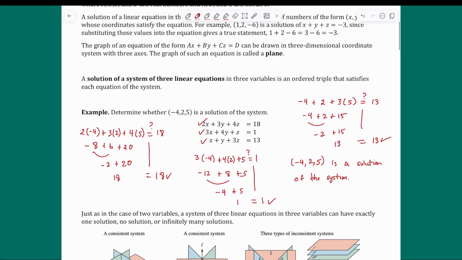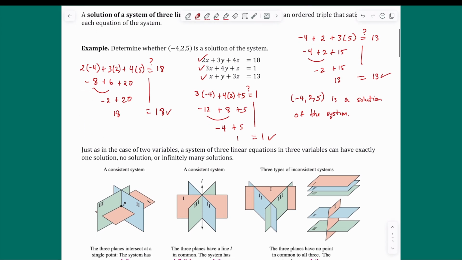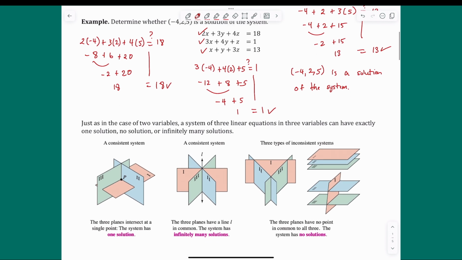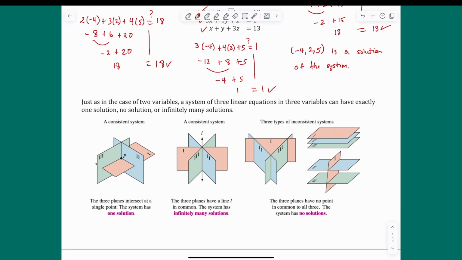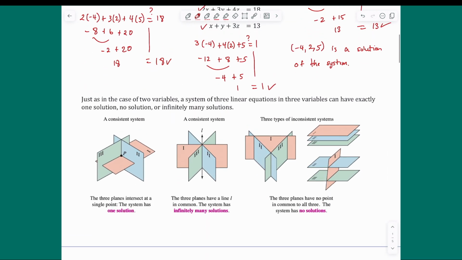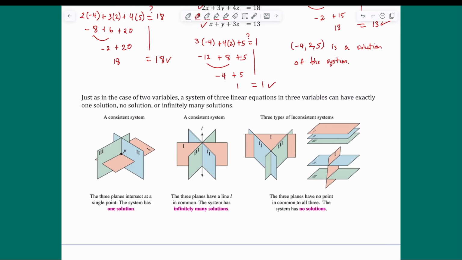Okay, so just like in the case of two variables, this is a three-linear equation. Three variables can have exactly one solution, no solution, or infinitely many solutions. Here is a quick summary of that. When we have a consistent system, like the example we just had, all the planes have a solution, and therefore they met at a single point. So if three planes intersect at a single point, the system has one solution. A consistent system is also when all three planes have a line in common. The system has infinitely many solutions.